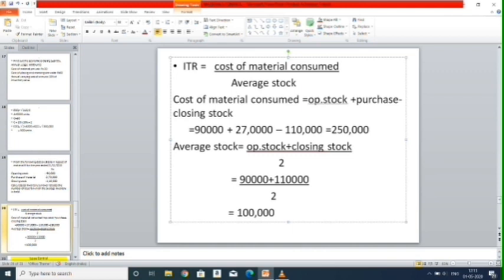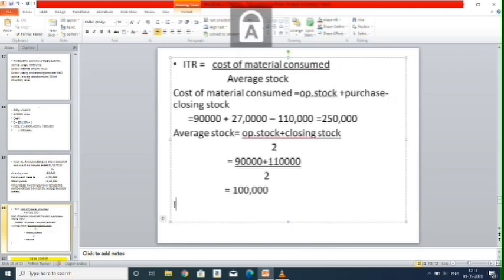Our ITR is equal to cost of material consumed 2,50,000 divided by 1 lakh. That is equal to 2.5 times.